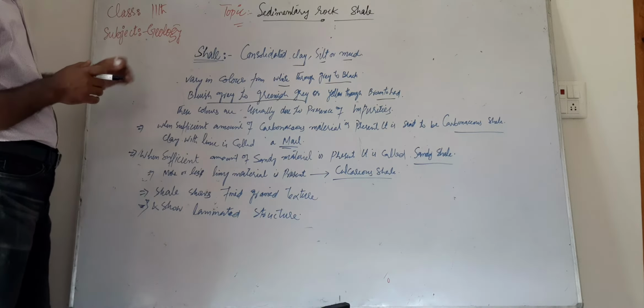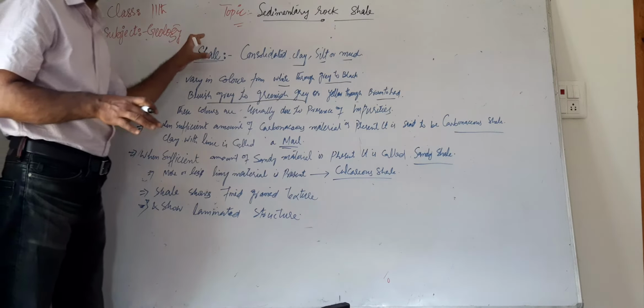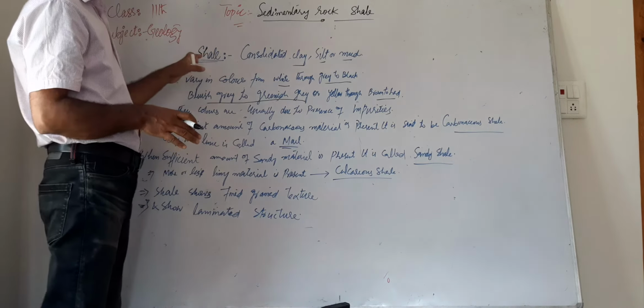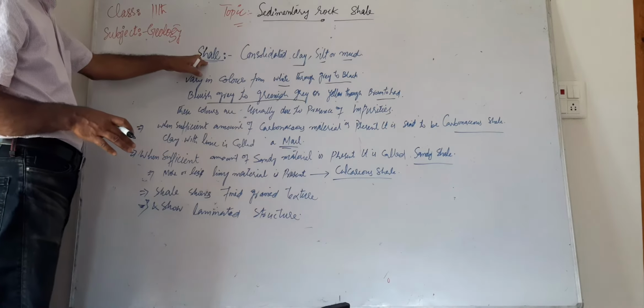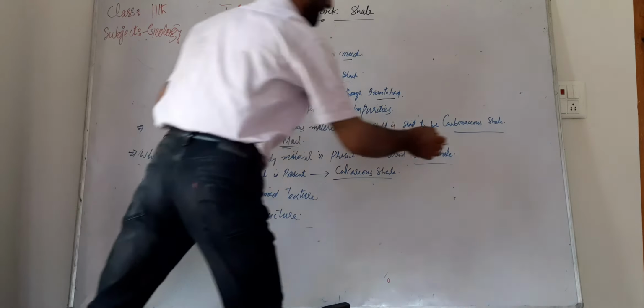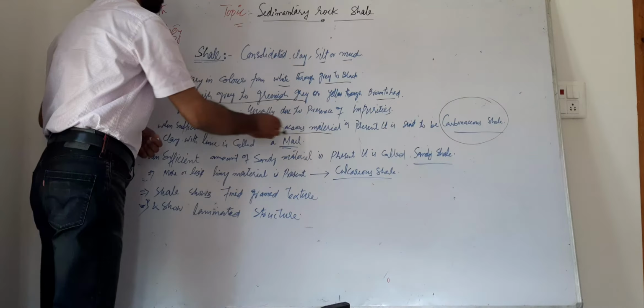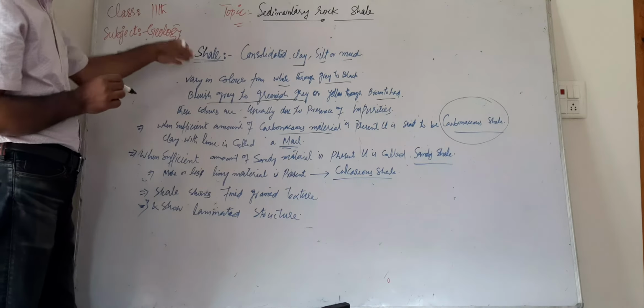When a sufficient amount of carbonaceous material is present in this shale, then this rock is also known as carbonaceous shale. We can name it so because there is carbonaceous material present in this rock.